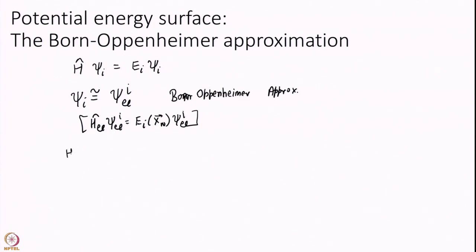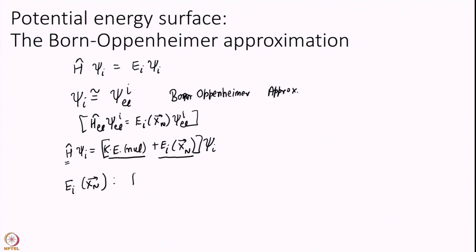Now, what we have noted is H acting on psi_I looks nothing but kinetic energy of nucleus plus some energy which is also a function only of nuclear positions acting on psi_I. Okay. So, what is the Hamiltonian now? Hamiltonian is kinetic energy plus potential energy. So, now this looks really like kinetic energy of nuclei plus some energy of position. So, we call E_I of X_N to be the potential energy of nuclei.